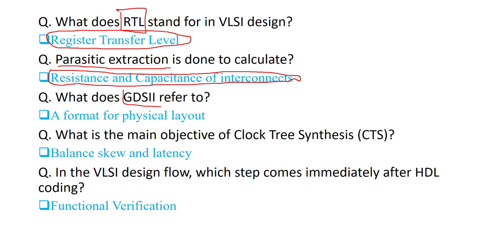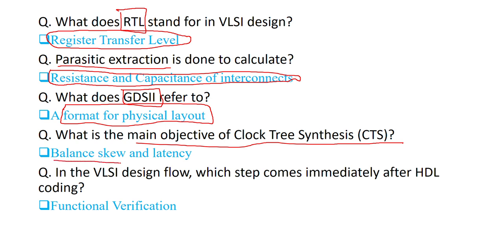GDS2 basically refers to a format that is related to the physical layout. And the main objective of clock tree synthesis is to balance skew and latency.